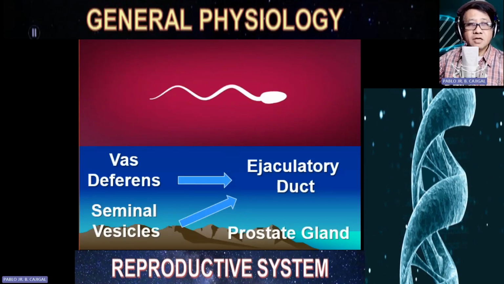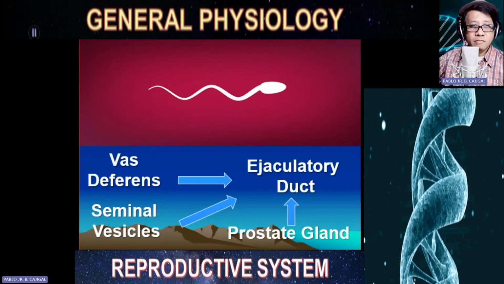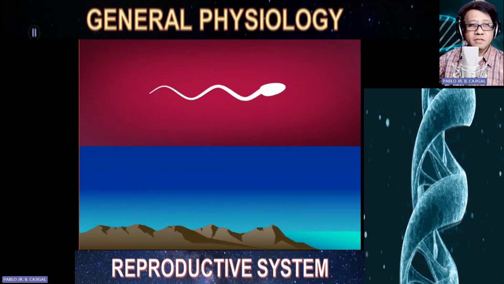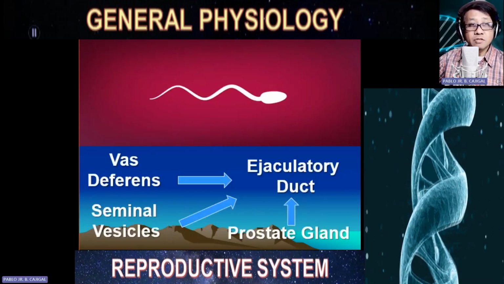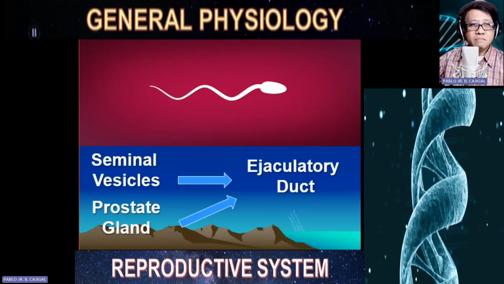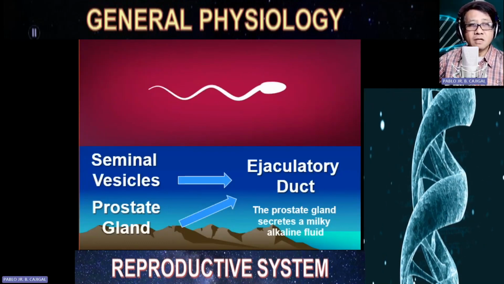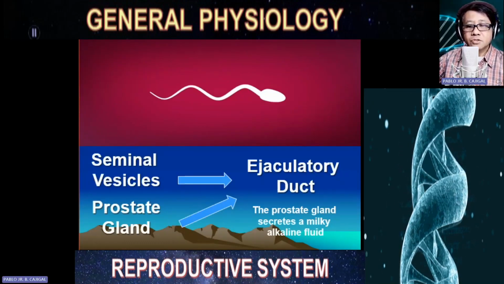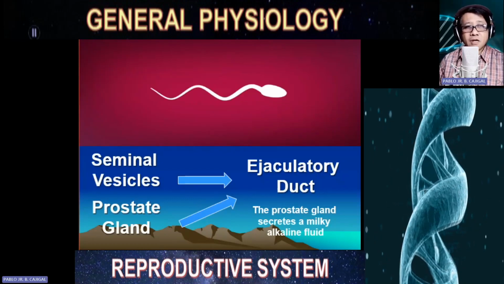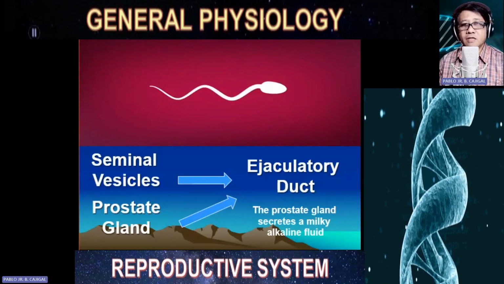Yan papunta sa ejaculatory duct, connected yan lahat. Ano yung role ng prostate gland? Yung secretion niya pupunta din sa ejaculatory duct. Alright? So ang prostate gland basically secretes a milky alkaline fluid. So para saan itong alkaline fluid na ito na sinisecrete ng prostate gland?